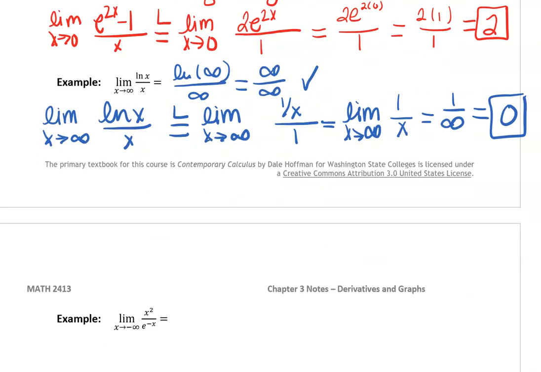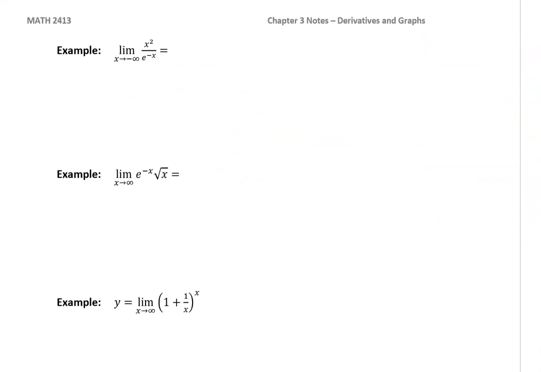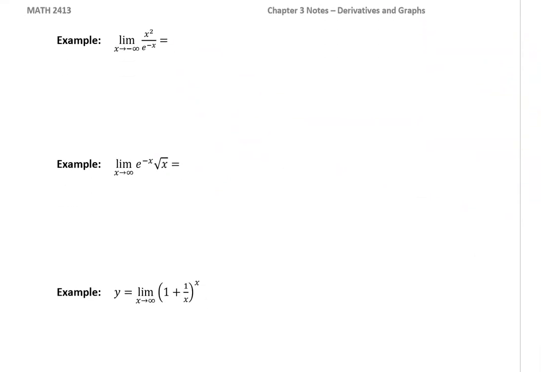Let's do some more examples. Let's look at this next one. It says the limit as x approaches negative infinity of x squared over e to the negative x. So the first thing I'm going to do is plug it in. I get infinity squared, which is just infinity. E raised to an infinity is, again, just infinity. So I do have an indeterminate.